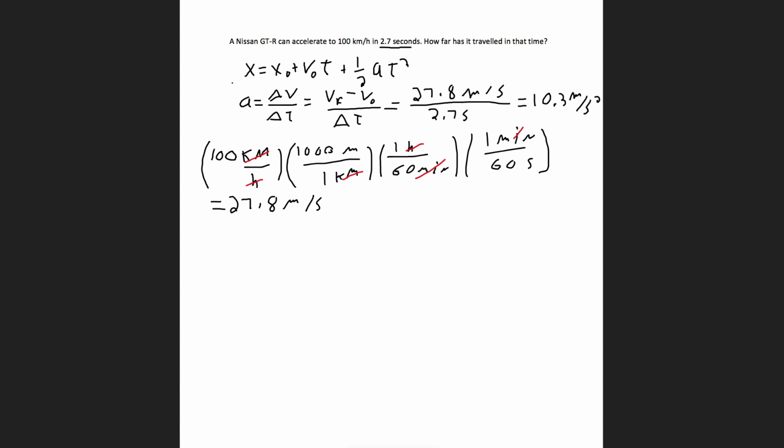So now we can go back to our equation here and calculate x. X is equal to the initial position, which is just 0 meters, plus the initial velocity times time. The initial velocity is also 0, plus the only thing that's not 0, 1/2 times our acceleration, 10.3 meters per second squared, times time squared. Time is 2.7 seconds, 2.7 seconds squared, being careful to square both the units and the number.